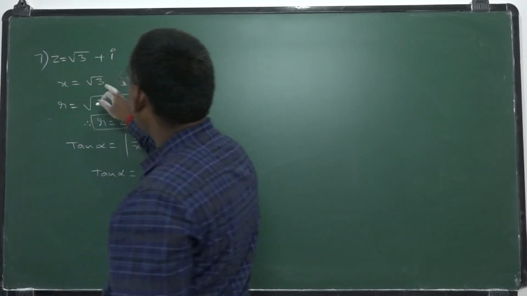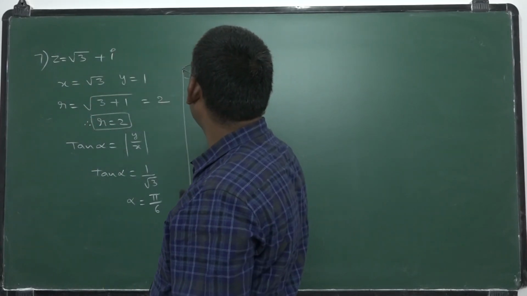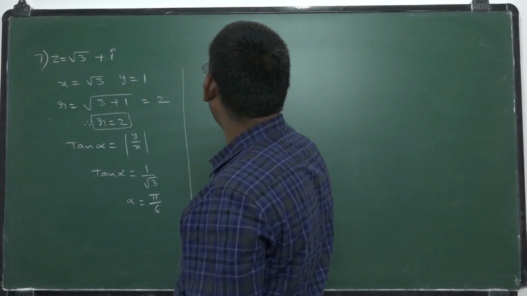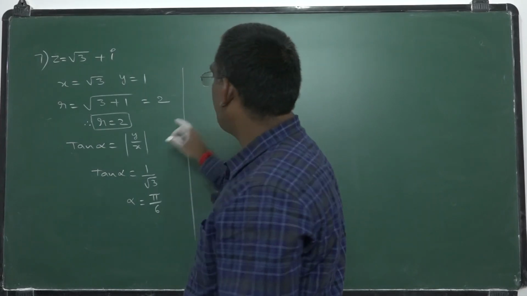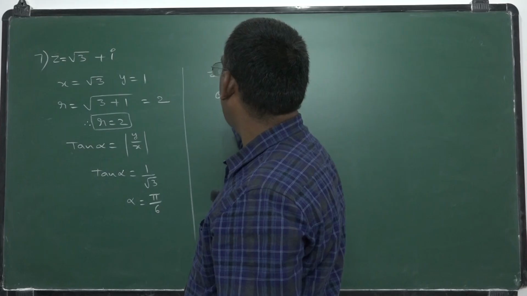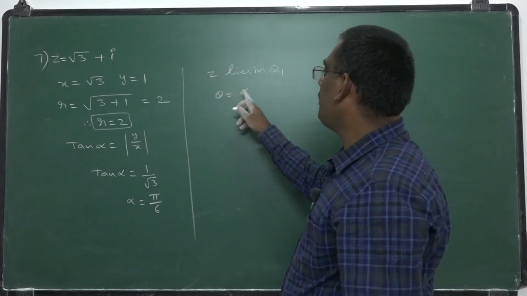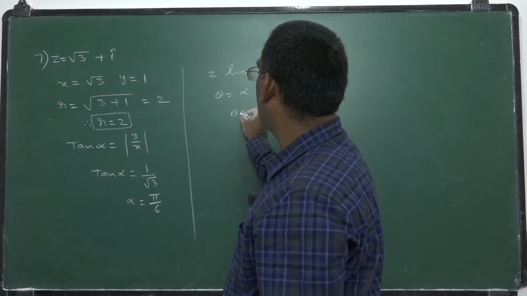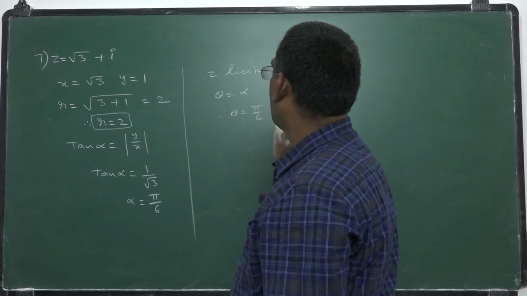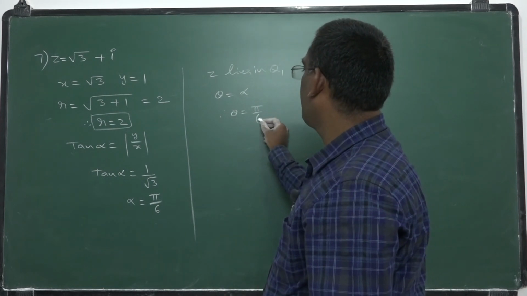So clearly x is positive and y is positive. z lies in the first quadrant. Therefore theta equals alpha. If z lies in the first quadrant, then the argument will be equal to alpha. Therefore theta equals pi by 6.